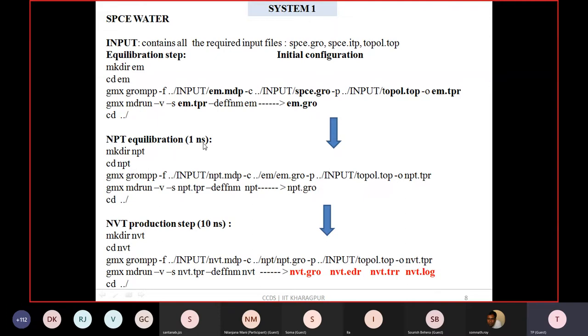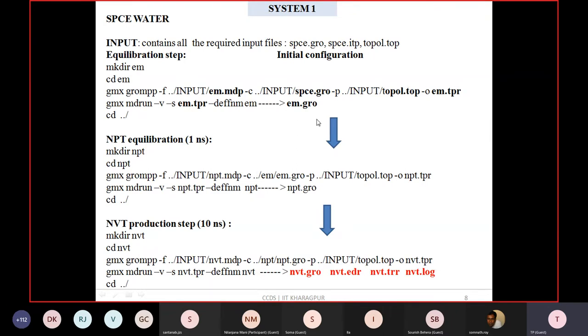Here I have used short runs, like a 1 nanosecond run, and then I created this npt.gro. There are also other files like the NPT log, EDR, and XTC or TRR files. But we will pick up that gro file from there.